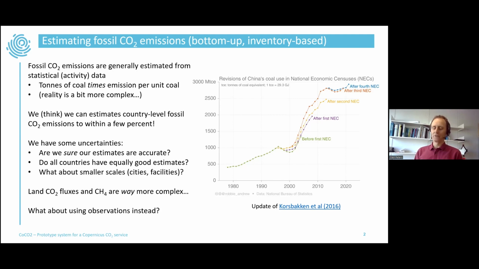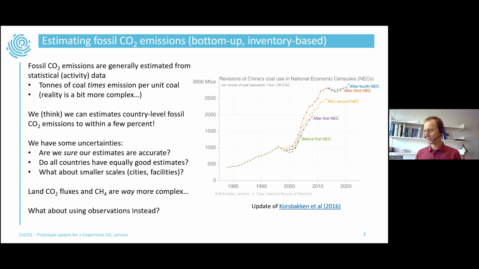So when you get to developing countries, maybe there's uncertainties of 10 to 20%, or even larger in some countries, and therefore maybe other methods to estimate emissions could come in useful. And I'm talking about fossil emissions at the moment. If you go to land fluxes, what's happening in forests, for example, or the agricultural sector and methane, things get way more complex. So then comes the question, what about using observations?